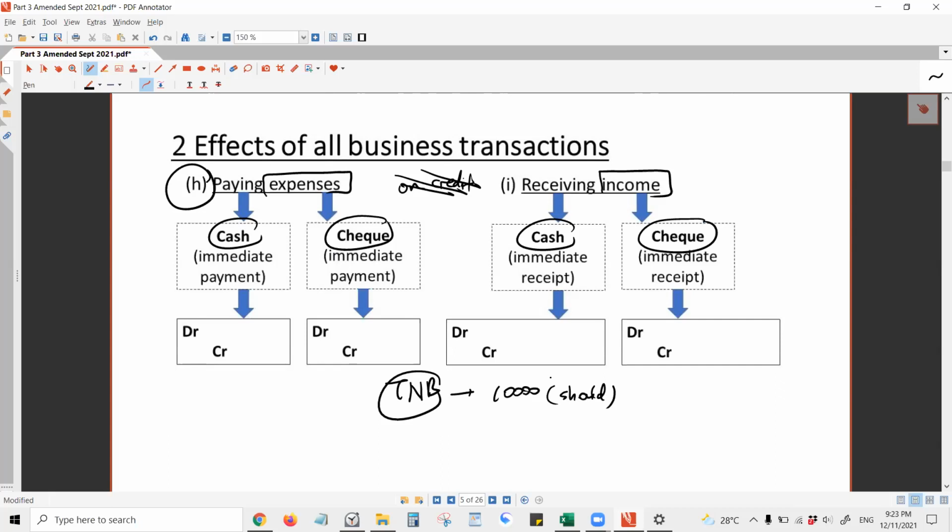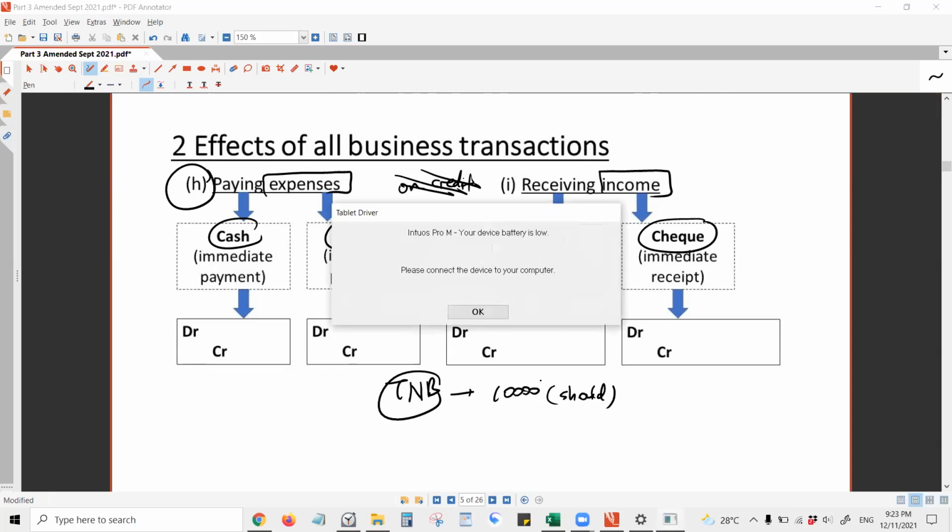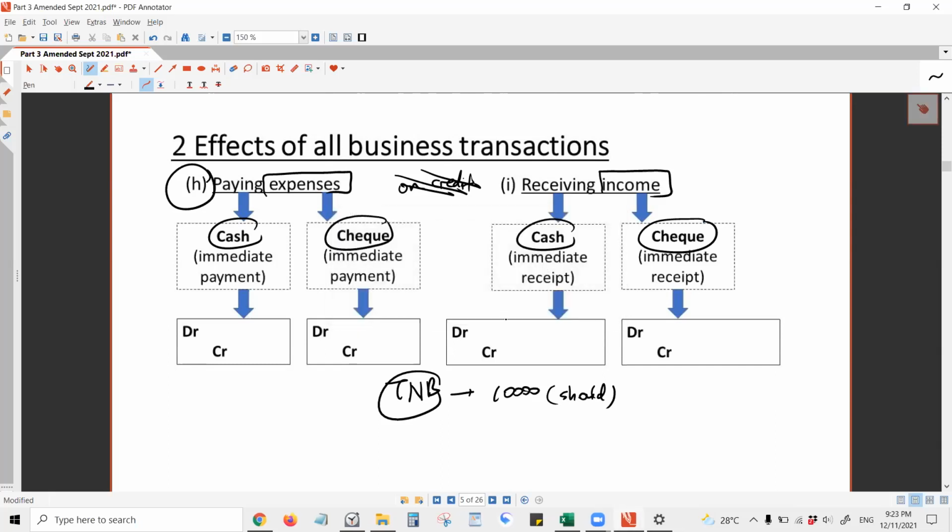What if you don't have enough money, and then you pay less than that? You argue with the TNB that you like to delay the payment. So there's a topic known as accruals and prepayment. We will talk about that more in the future. Okay, for now, we'll keep it simple. We just learn the tab entries for payment and receiving income.